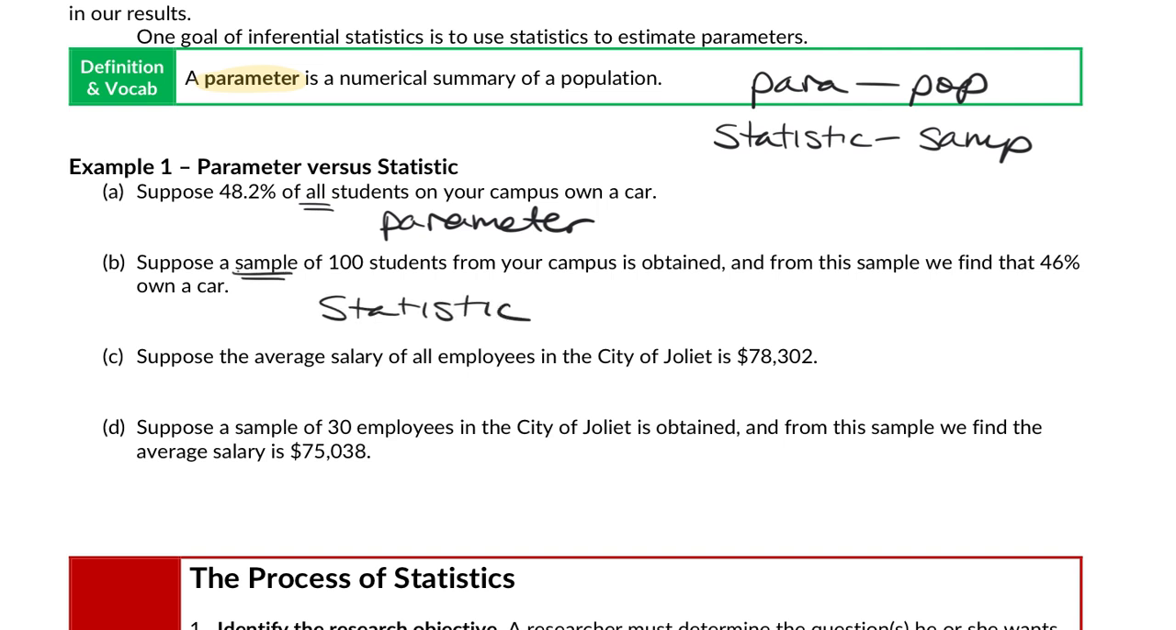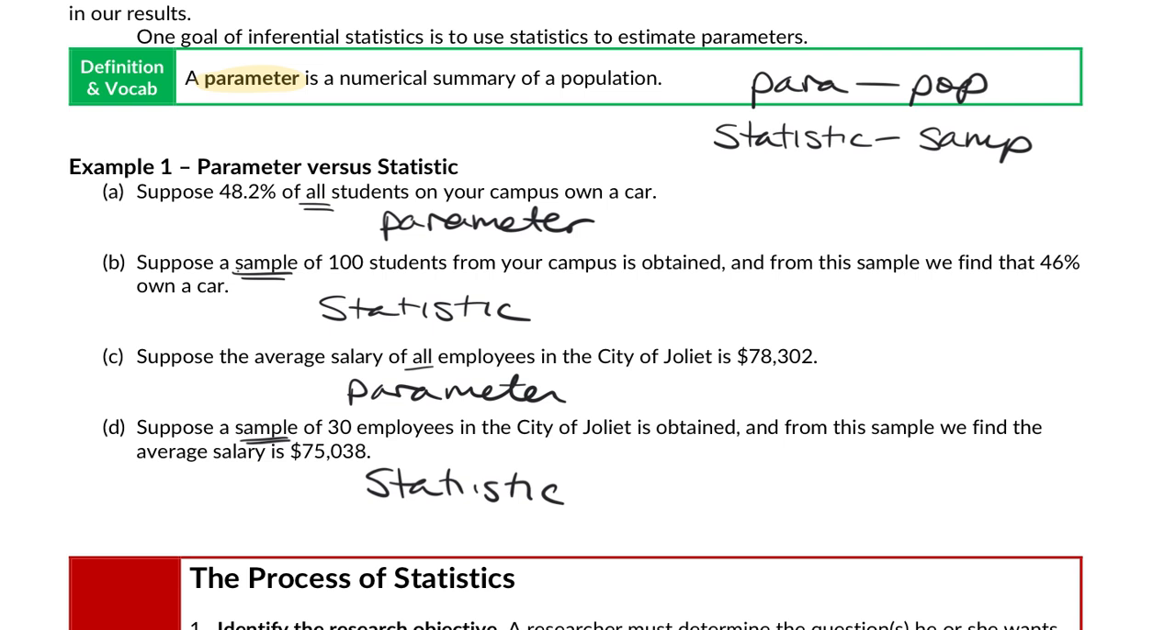Part C says, suppose the average salary of all employees in the city of Joliet is $78,302. Is that a parameter or statistic? Why is it a parameter? Parameter because it's the entire population of employees. Suppose a sample of 30 employees from the city of Joliet is obtained. From the sample, we find the average salary is $75,038. What is that one? Statistic.